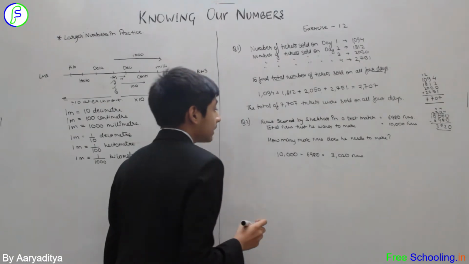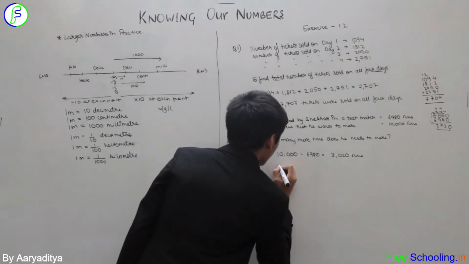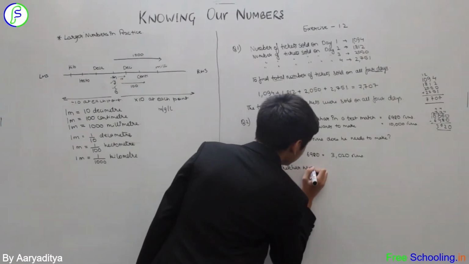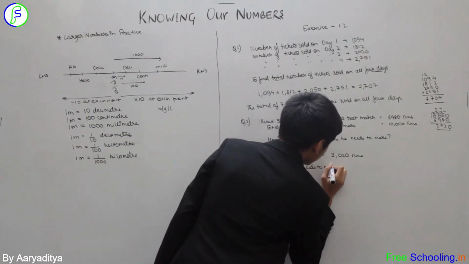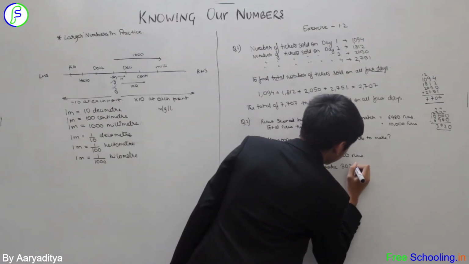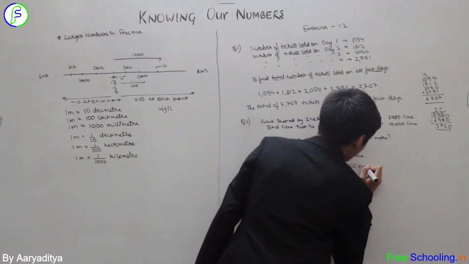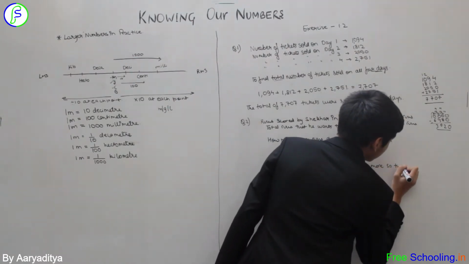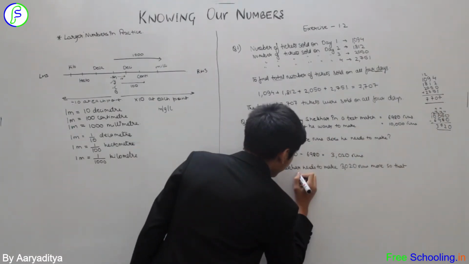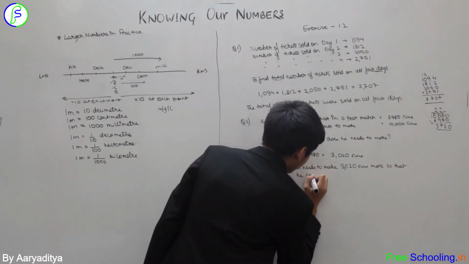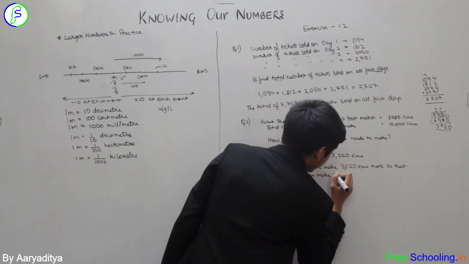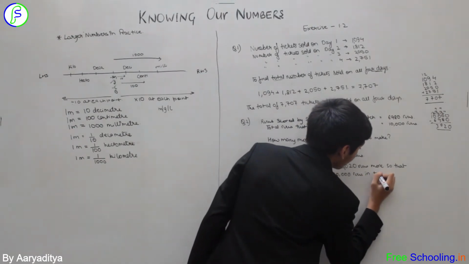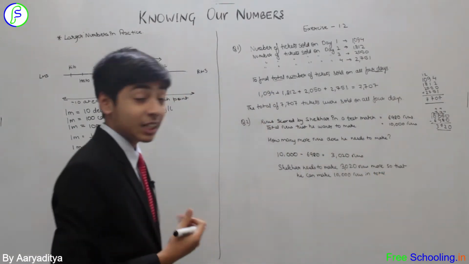Okay, so the statement that can be written is that Shekhar needs to make 3020 runs more so that he can make 10,000 runs in total. So what do you mean by the statement that I have written right here?